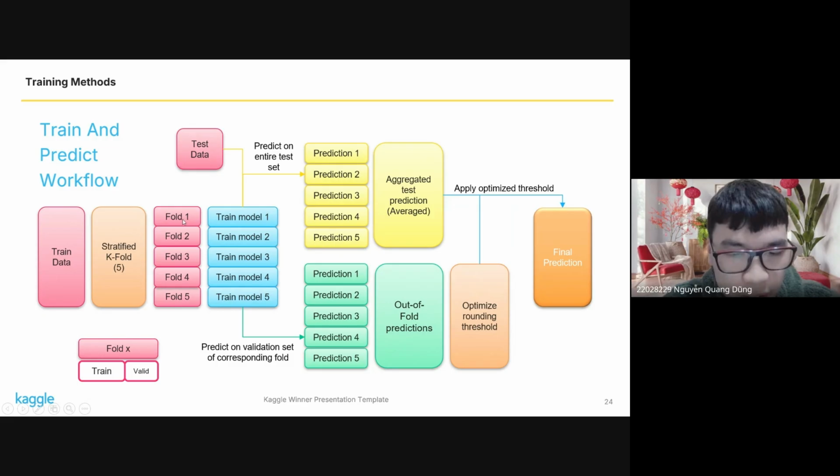Also, for each fold, the model generates predictions on the entire test data. After completing all 5 folds, we have 5 sets of predictions, which we combine by averaging them. Finally, we apply the rounding thresholds to the aggregated test predictions to obtain the final prediction.